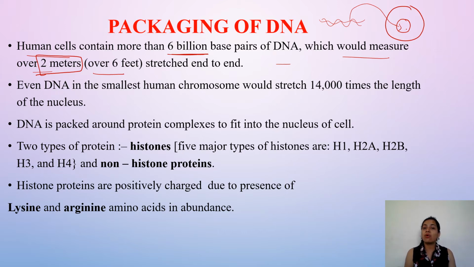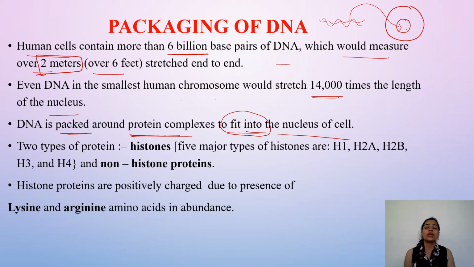Even DNA in the smallest human chromosome would stretch around 14,000 times the length of the nucleus. That means it's so much larger than the length of the nucleus. That's why the packaging of the DNA has to be done. That's why the DNA gets packed around some protein complexes, so that it can get condensed, highly folded, and then fit into the nucleus of the cell.